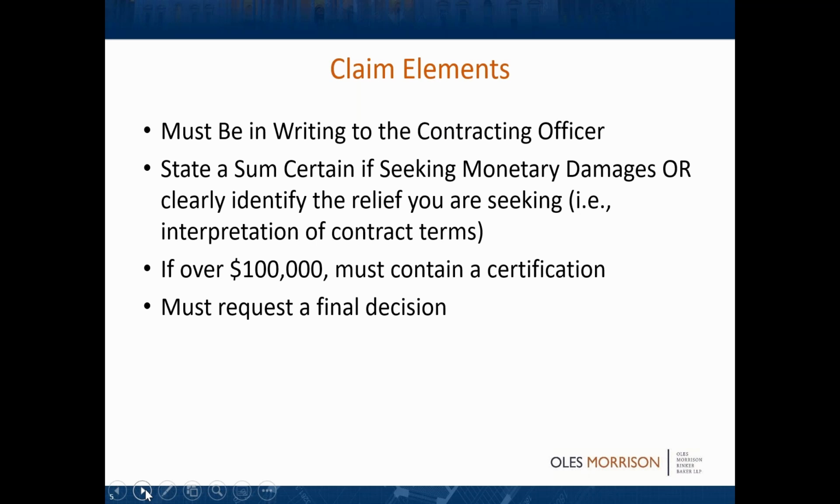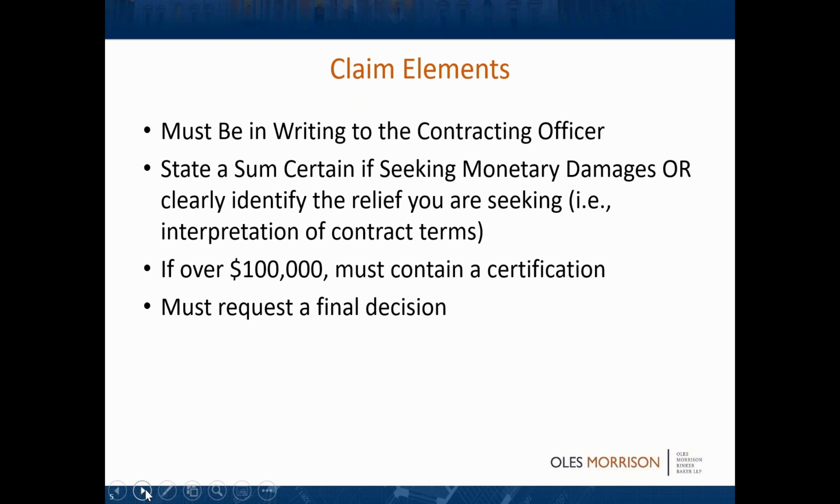If a claim is for more than $100,000, then it's subject to the certification requirements in the Contract Disputes Act and in the FAR. And for those of you that want to take some notes, the FAR provision is 33.207, and the Contract Disputes Act citation is 41 United States Code section 7103. We always got to throw some numbers and code provisions in there to make it legal, but if you don't have that certification, you're in deep trouble.